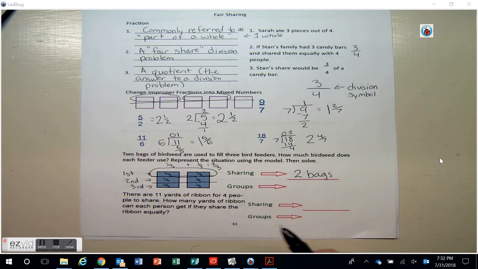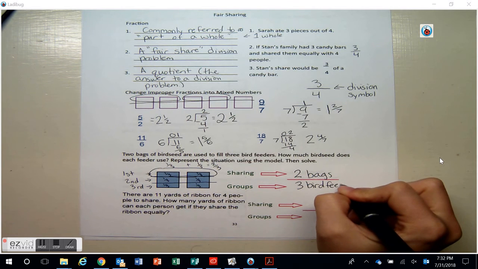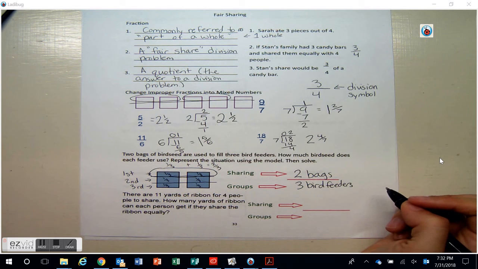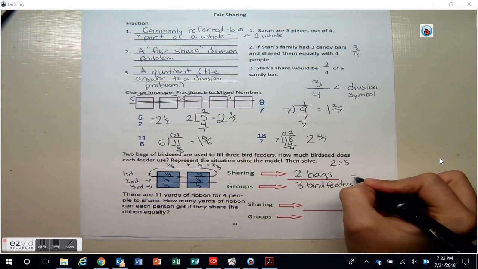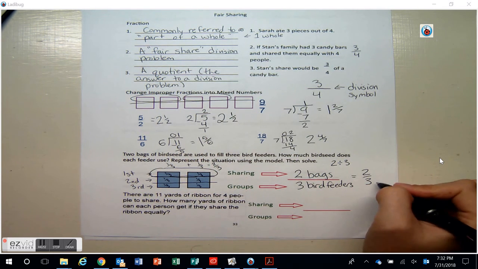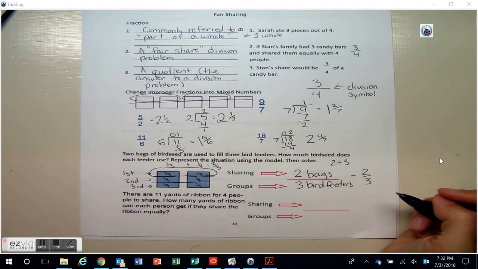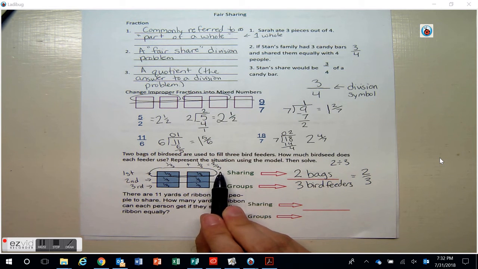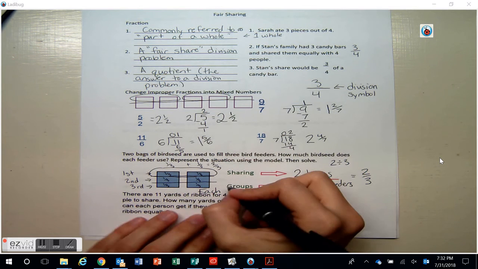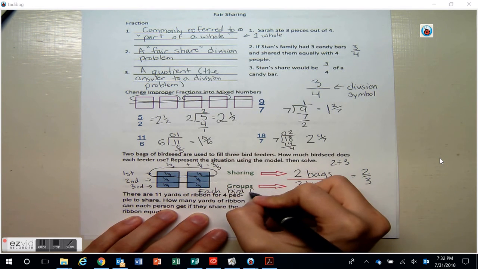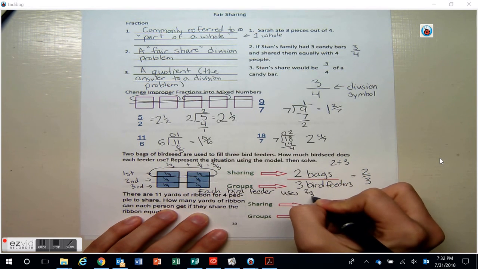Let's move on to more problems in our notes and some maybe easier ways for us to remember different ways that fractions work. 2 bags of bird seed are used to fill 3 bird feeders. How much bird seed does each feeder use? Represent the situation using the model, then solve. Okay, so 2 bags of bird seed. This is 1 bag, a second bag, and I'm going to split that up among 3 bird feeders. So this is the first bird feeder, the second, and the third.